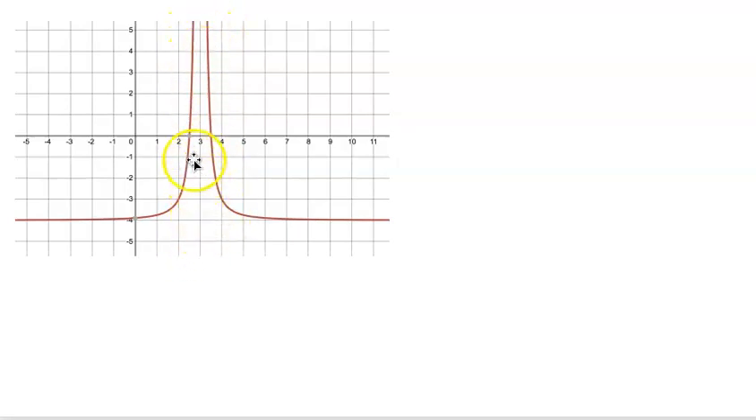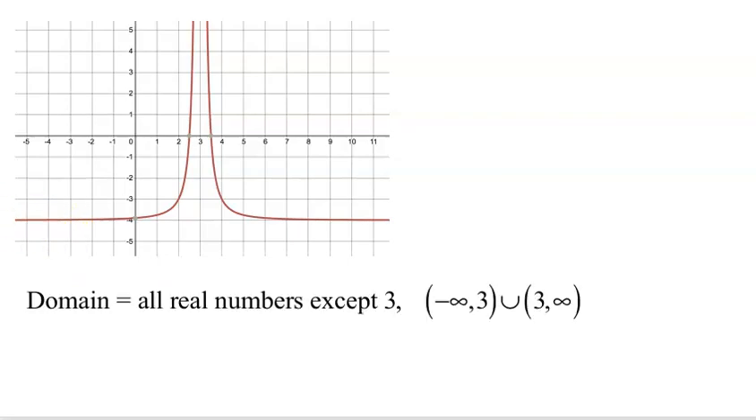There is no dot for 3. 3 does not show up on this graph. 2 is on the graph, 1 is on the graph, 0 is on the graph. It looks like every x value is on the graph except for 3. And indeed, that's our domain. All real numbers except 3. So we're going to remove that. In interval notation, that would be minus infinity to 3 union 3 to infinity.